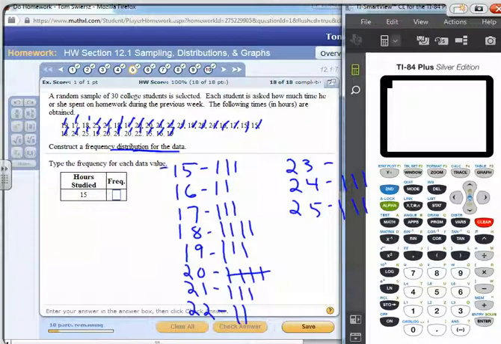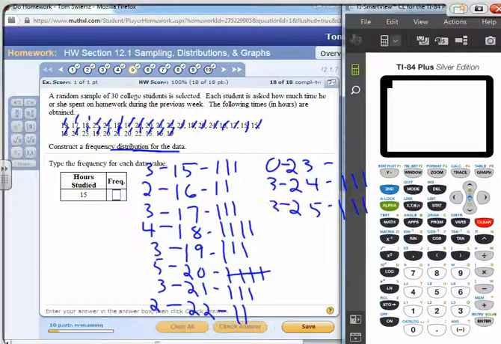So it looks like for 15 we have 3, 16, 2 tally marks, 17, 3, 18, 4, 19, 3, 20 is 5, 21 is 3, 22 is 2, 23 is 0, 24 is 3, and 25 is 3. Now what I'm going to do is copy these down on a piece of paper or on my whiteboard so that I can remember the answers. 15 through 25, and it is 3, 2, 3, 4, 3, 5 for 20, 3 for 21, 2 for 22, 0 for 23, 24 is 3, and 25 is also 3.